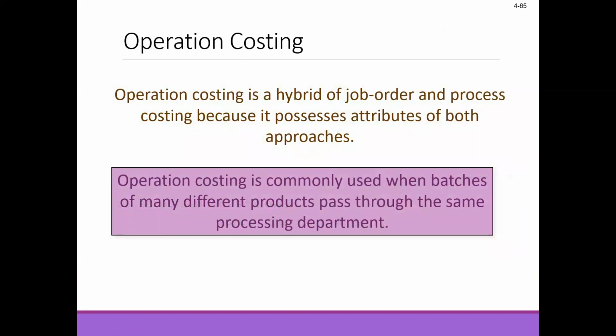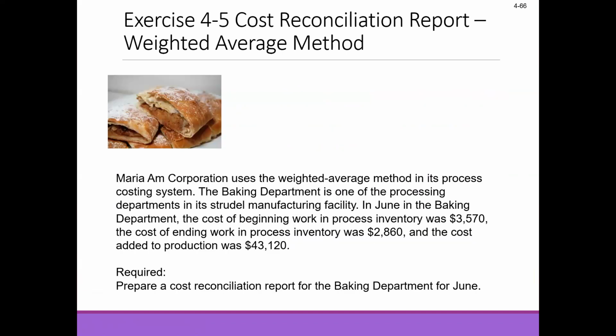When we talk about operation costing, it's kind of a mixture. It's kind of a combination of job order and process costing because it's got both attributes. It's used more when there are batches of many different products that pass through the same processing department.